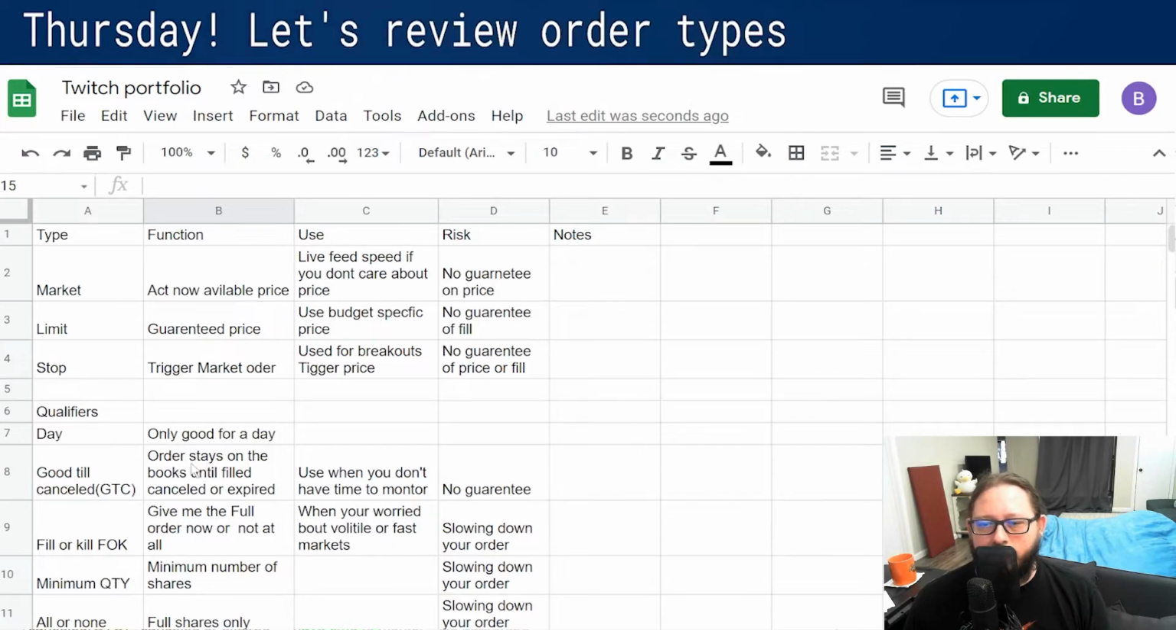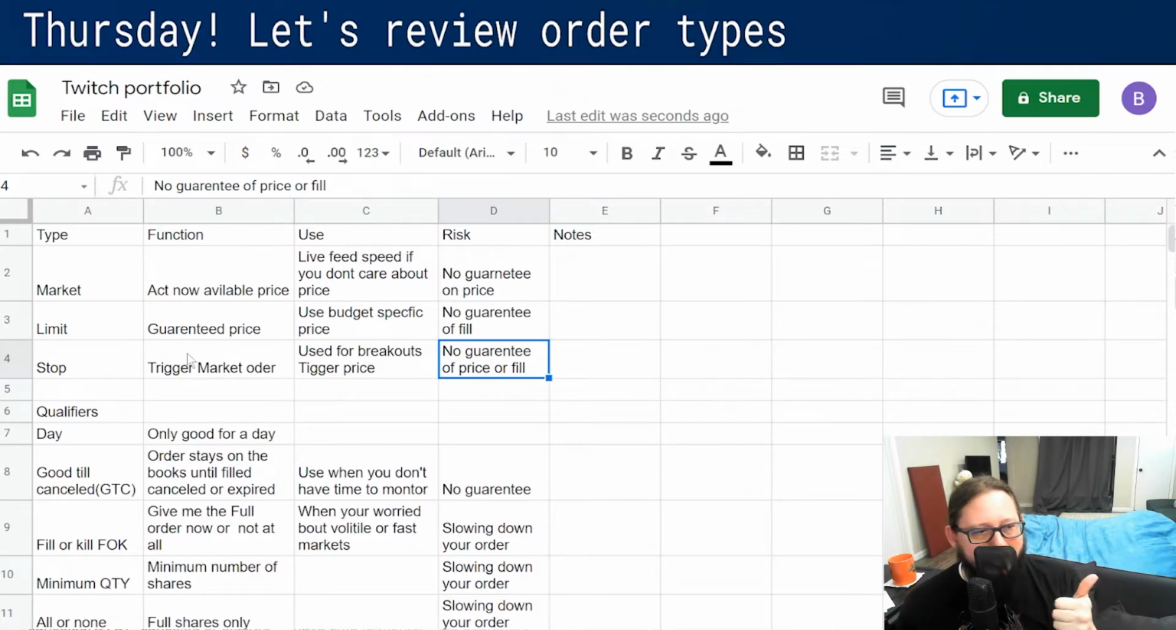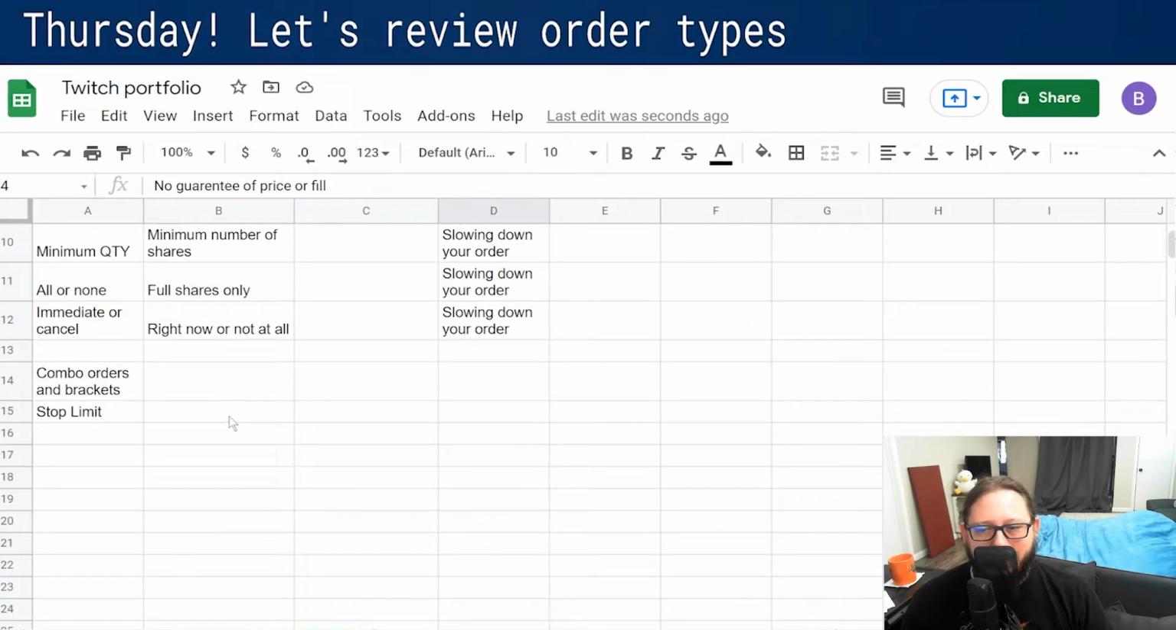qualifiers for crypto traders. So the risks, I scrolled back up here because the risk for the stop, right? You have two different risks here. There's no guarantee on price and there's no guarantee on fill for the trigger. So you can remove one of those risks by combining a stop and a limit together.